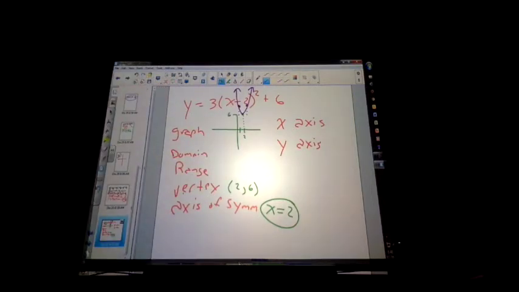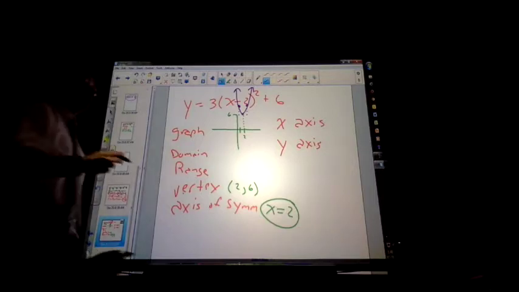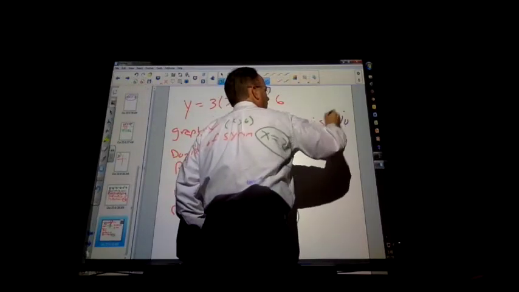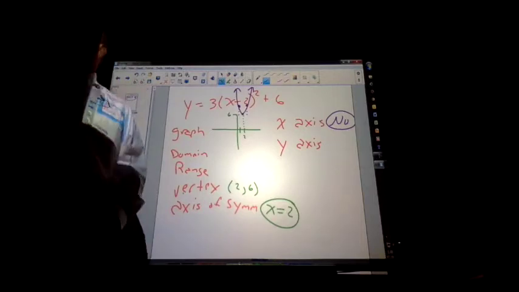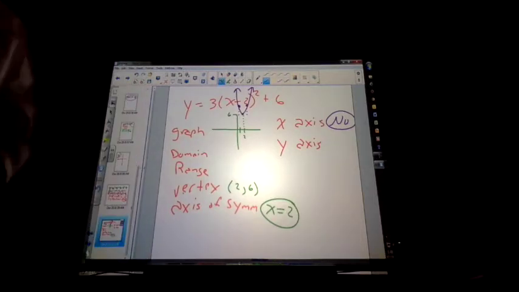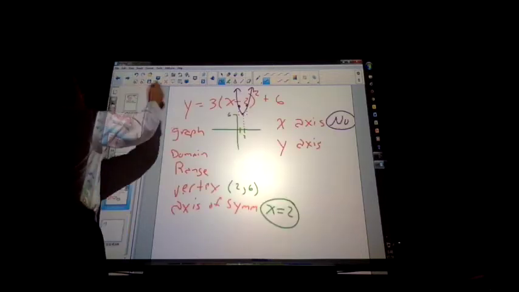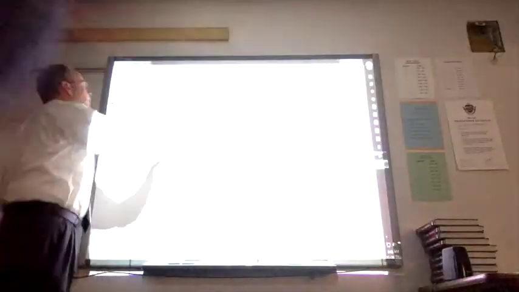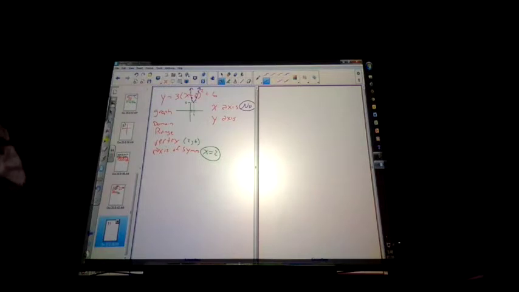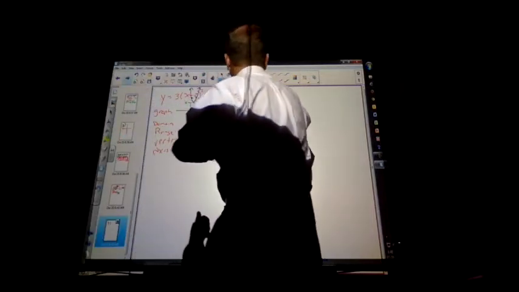Does it cross the y-axis? No. It doesn't cross the x-axis. Does it cross the y-axis? What do I have to do in order to find where it crosses the y-axis? What math operation? I think you were doing it, Zach. Yeah, I got to FOIL it out. So I'm going to do this.